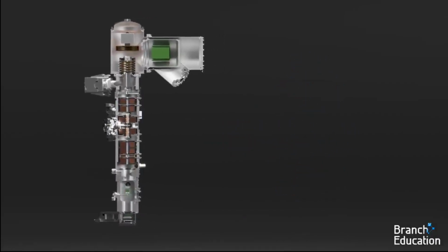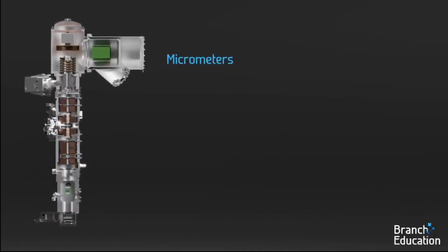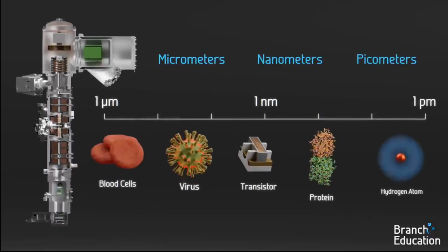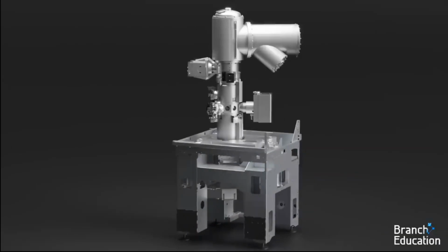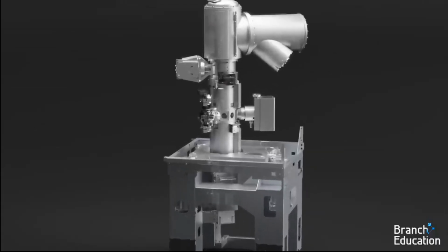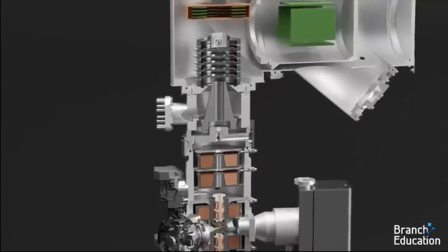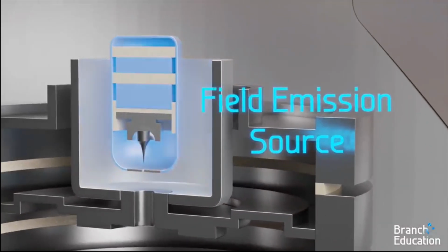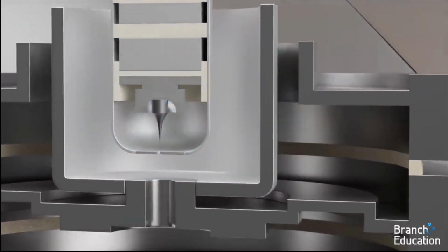Also, if you're wondering about the scale of micrometers, nanometers, and picometers, here's a comparison of the size of each unit. Let's now dive into the complex science and engineering behind each part of this transmission electron microscope. We'll begin at the top with a device called a field emission source, which generates free electrons.